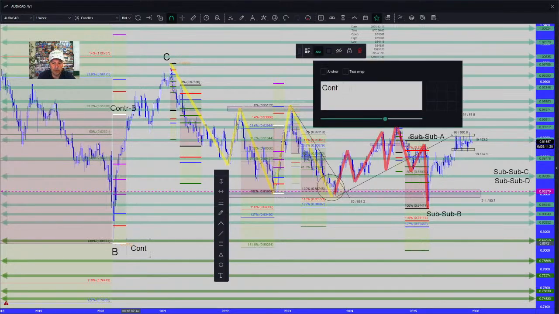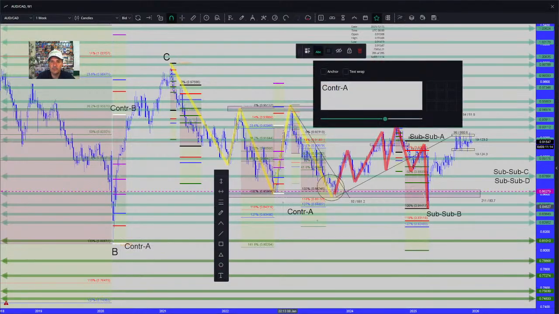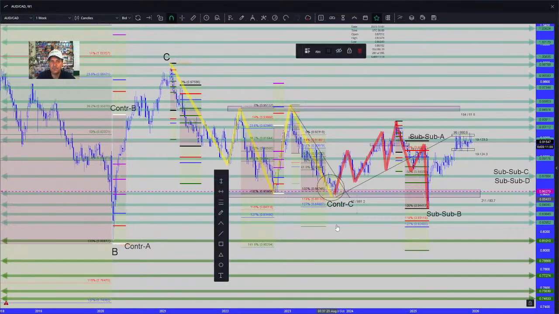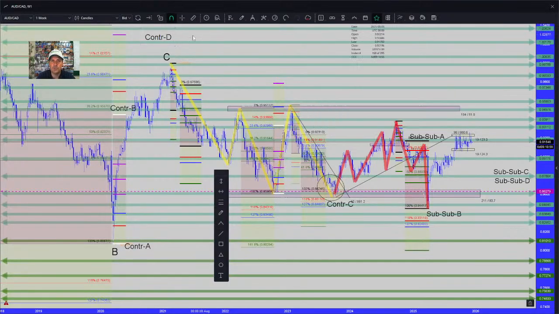Contrarian A, contrarian B. So the confirmation is going to be sub A, sub B. So it's going to be A, B, C, D, and sub A, and the contrarian A, contrarian B, contrarian C, contrarian Fibonacci, everybody, contrarian C, or you can leave it sub A, and the contrarian up in here, contrarian D. There you go.